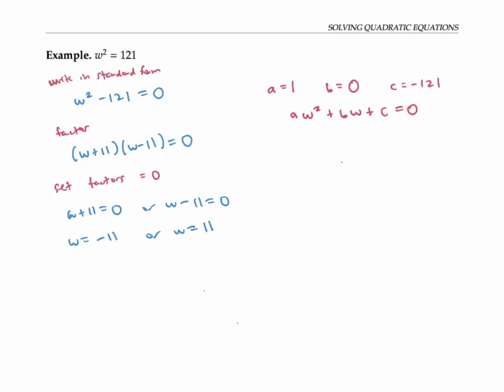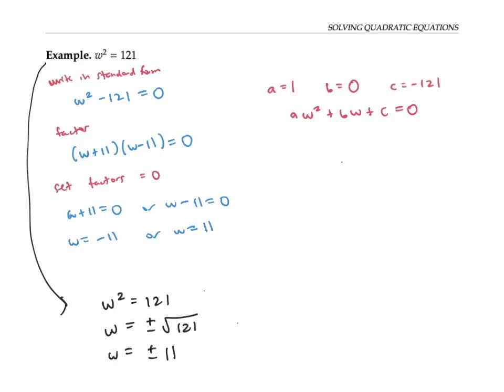In this example, I could have solved the equation more simply. I could have instead said that if w squared is 121, then w has to equal plus or minus the square root of 121. In other words, w is plus or minus 11. If you solve the equation this way, it's important to remember the plus or minus, since minus 11 squared equals 121, just like 11 squared does.